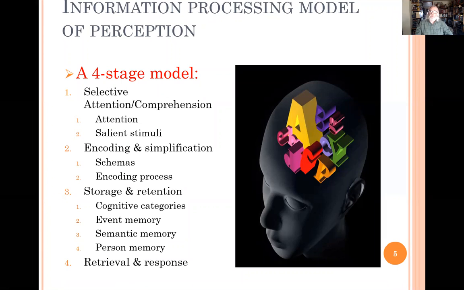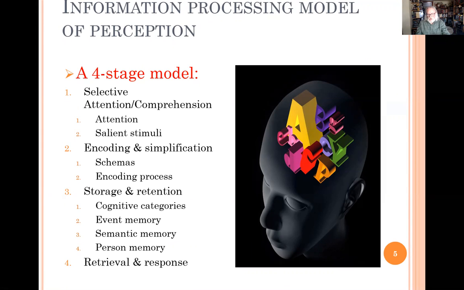This time I'd like to talk to you about the information processing model of perception. Now this is a four-stage model and you can see the list here. Really, when we talk about this model, the first three stages are about how we handle the information we get and how we store it. But the final and fourth stage, as you see here, is about how we retrieve that information and use it to make decisions. So let's just get right into it.